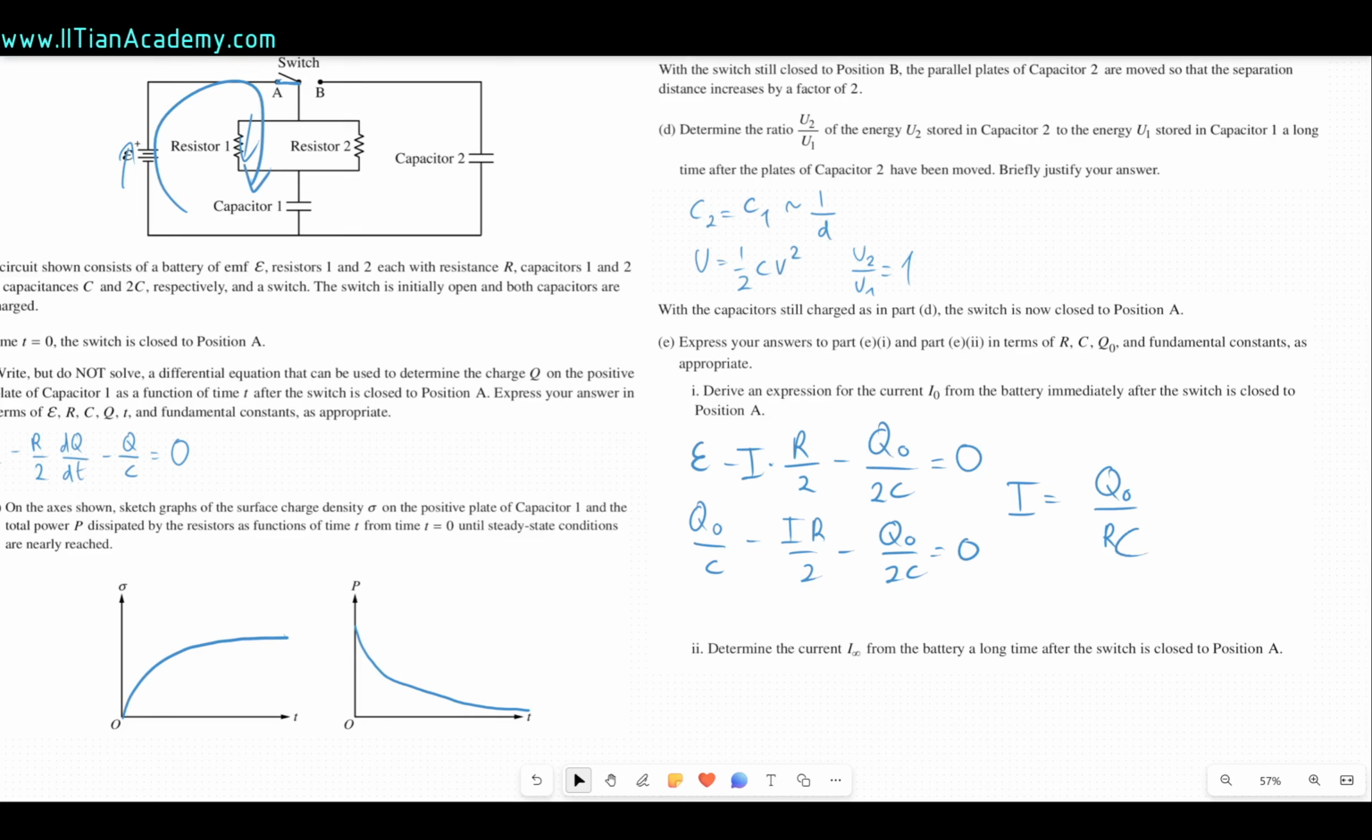And in part 2, we're asked what is the current as time goes to infinity? And by definition, this will have to be 0, as simply the capacitor will build up its charge, and therefore the current will approach 0, as we have discussed in part B as well.